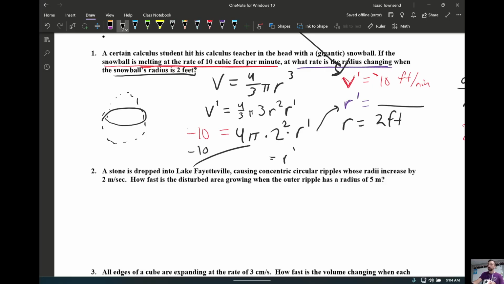So you will need a calculator. You don't need to get up and get it right now for the notes, because I'll do that for you. But the right side was 16 pi r prime, so I divided both sides by 16 pi. So negative 10 divided by 16 pi tells me that at that instant the radius is changing by negative 0.199.